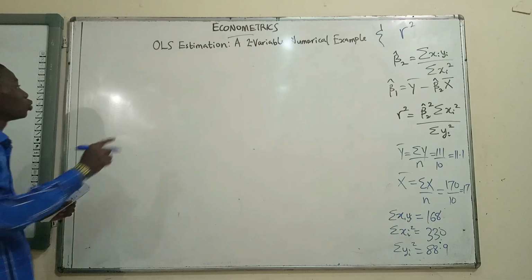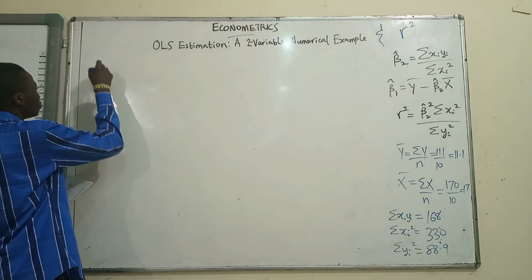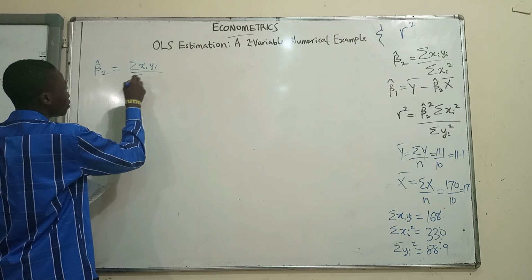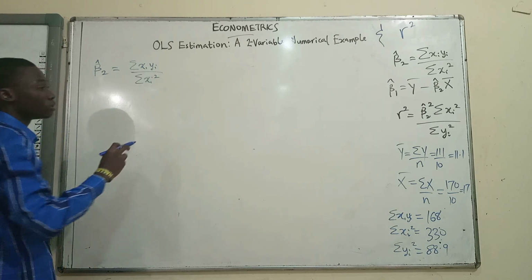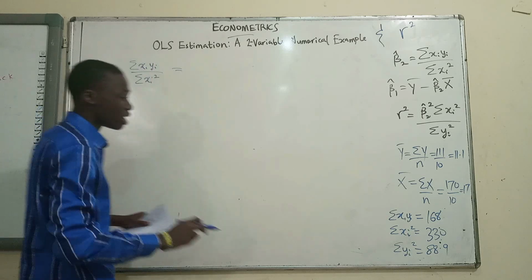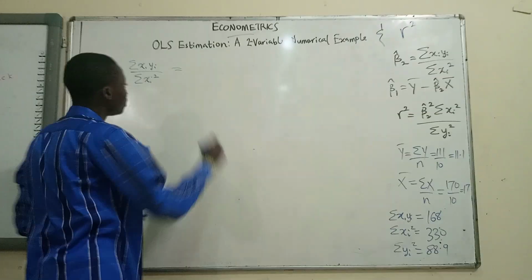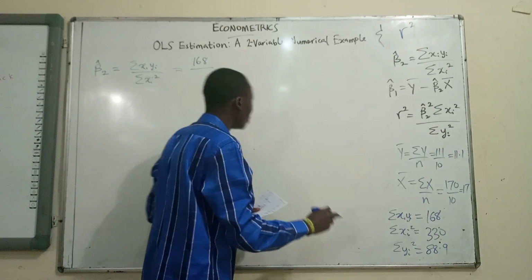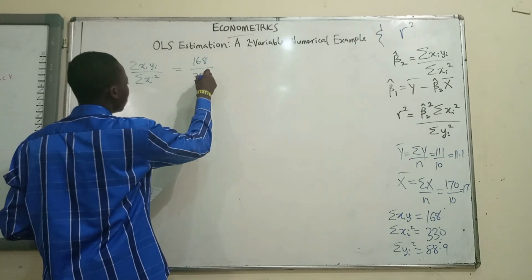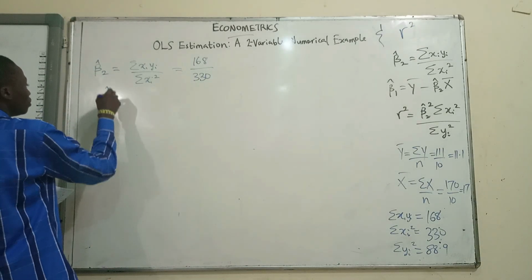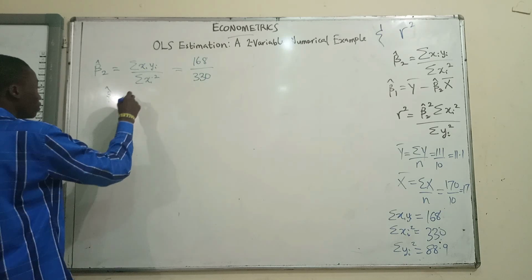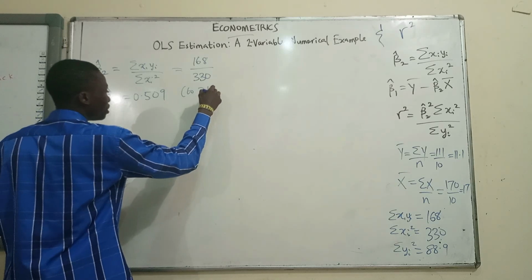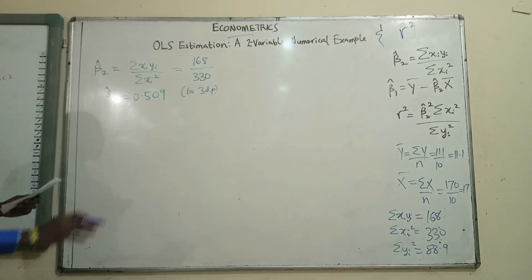Okay, so we begin with the slope coefficient, beta 2, and this is summation xi yi over summation xi squared. And we already said that summation xi yi is 168 divided by our summation xi squared, 330. Okay, so our beta 2, taking this over this, will be 0.509. This is to 3 decimal places, right? So this is beta 2.